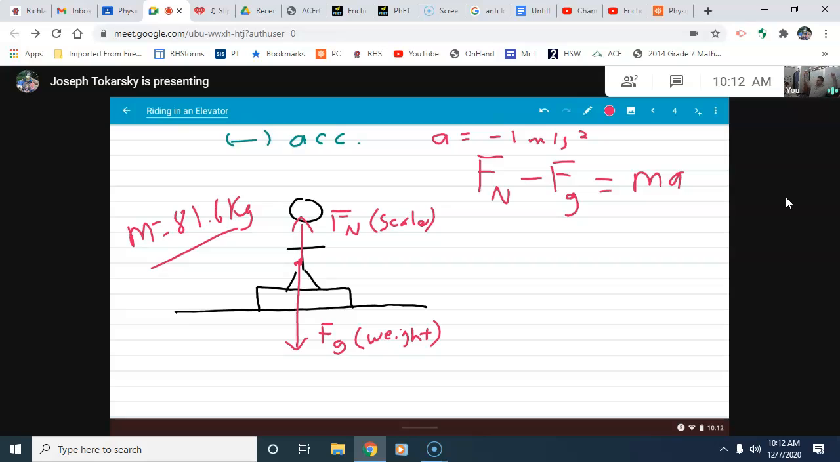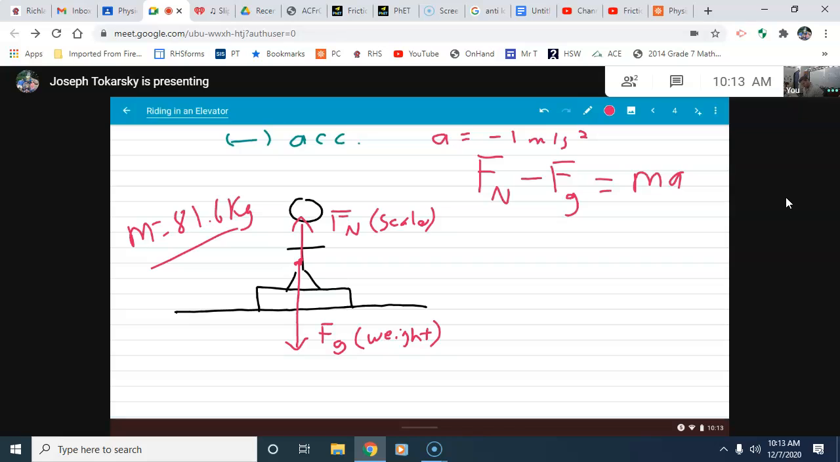And just like with positive accelerations, be careful. A negative acceleration does not have to mean you're moving downward. You could be. The two ways to have a negative acceleration on an elevator, vertically speaking, is you could be going down and speeding up, or you could be moving up and slowing down.